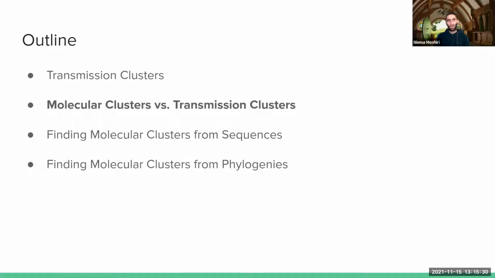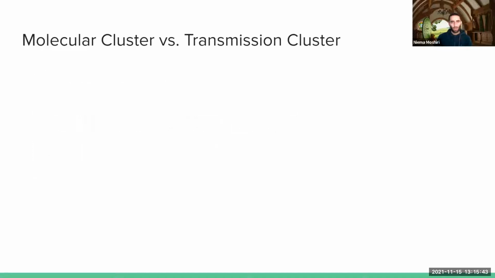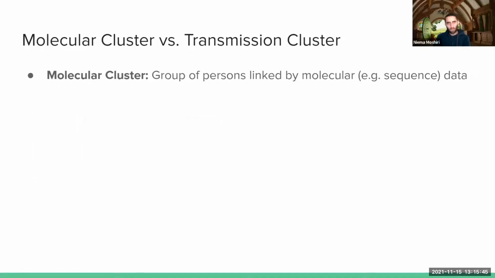Cool, okay, so now I want to distinguish between molecular clusters and transmission clusters. What we talked about earlier was all about transmission clusters, and now I'm introducing a new term called molecular clusters. A molecular cluster is a group of persons linked by molecular data. That biological, molecular surveillance data I just talked about: a molecular cluster is a group of people linked by that molecular data. And again, for our purposes, it's always going to mean sequence data.